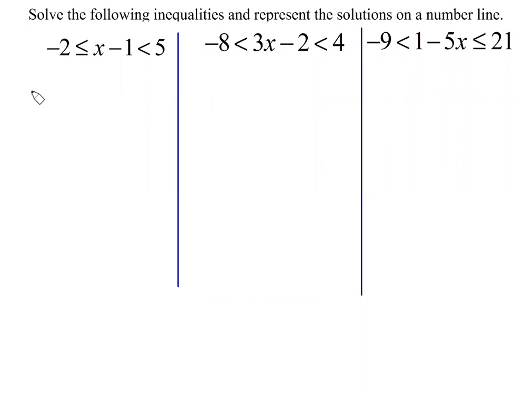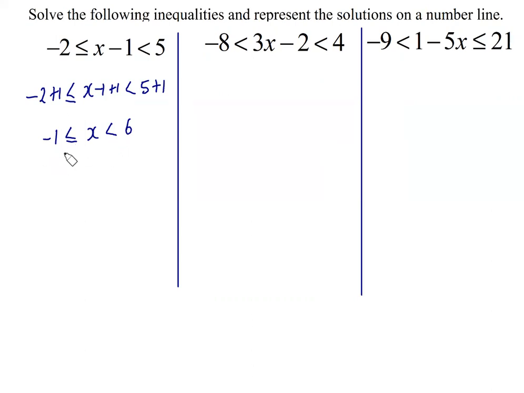You add. So you're going to have negative 2 plus 1 less than or equal to x minus 1 plus 1, less than 5 plus 1. Then what we have is negative 1 less than or equal to x. This one will cancel, then less than 6.